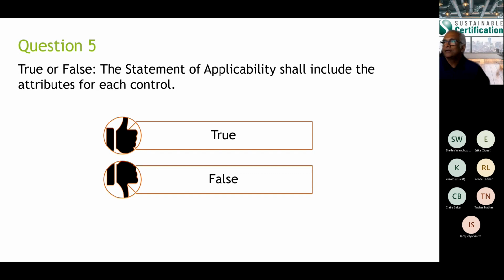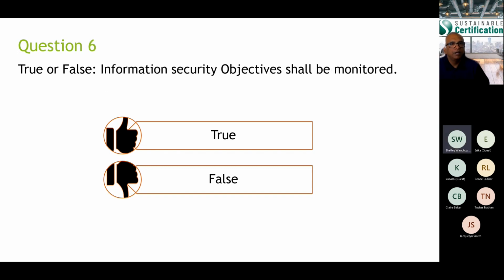See, the terminology in ISO is a bit tricky. Shall is mandatory, and should is recommended. As you know, the attributes are a guideline or recommendation in ISO 27002, so it is not a mandatory thing. If the statement of applicability includes them, that's a choice, but it is not required that it shall include the attributes of each control. So that is a false statement. Then, information security objectives shall be monitored.